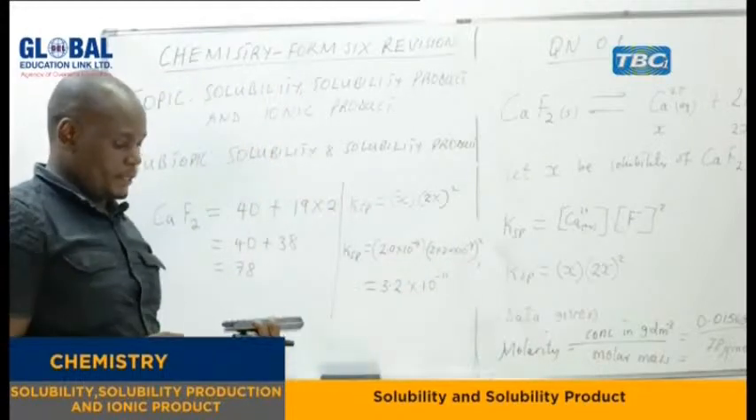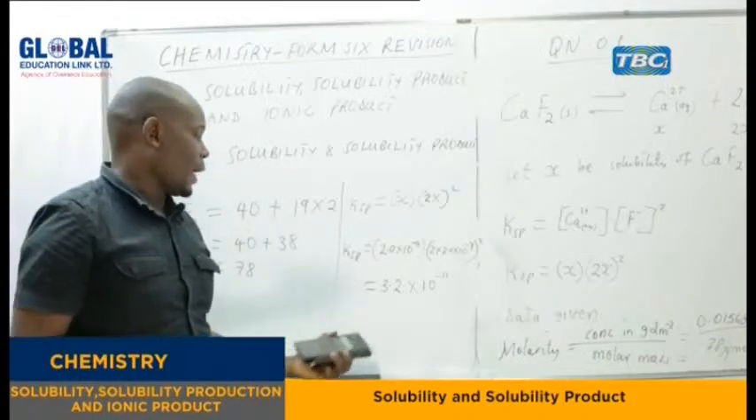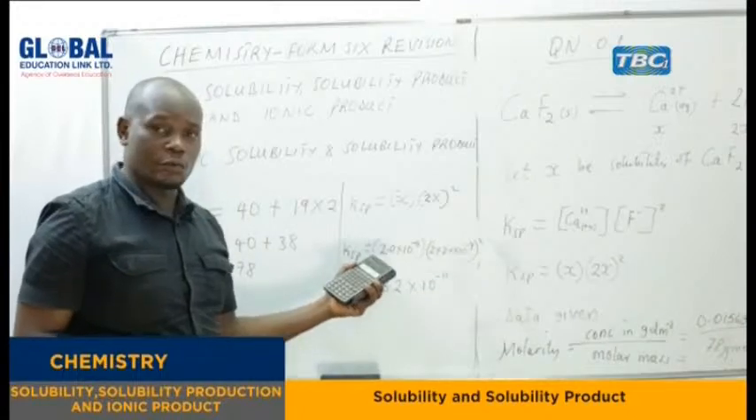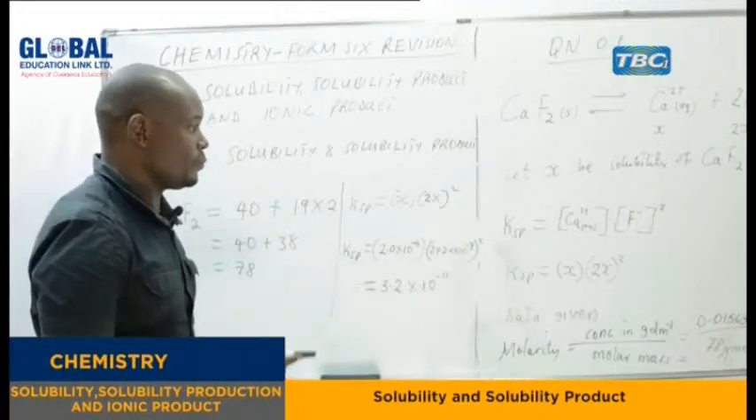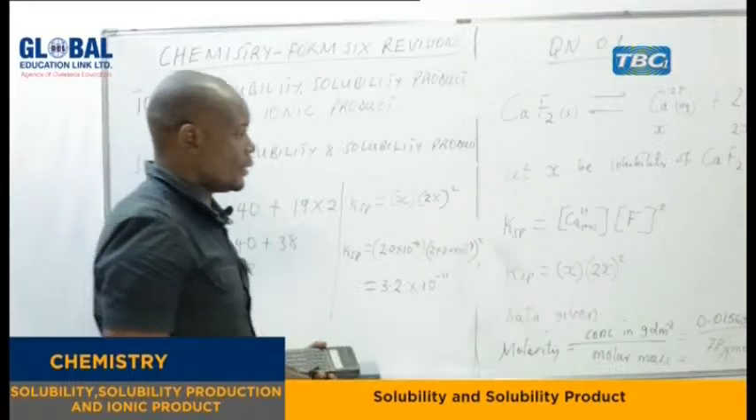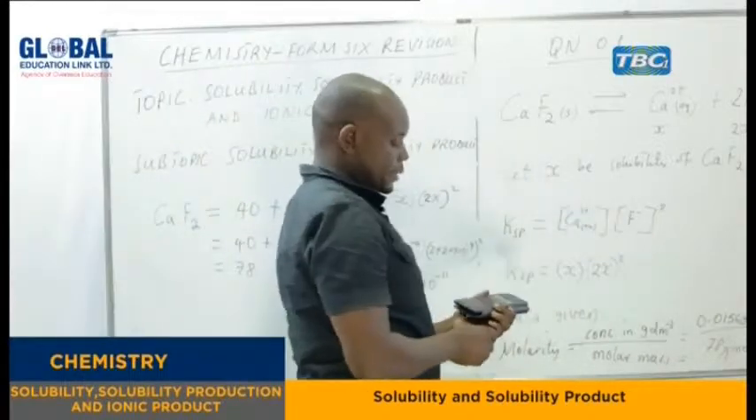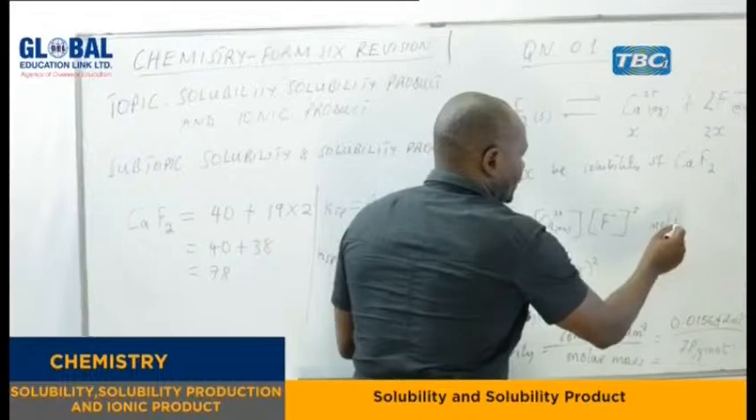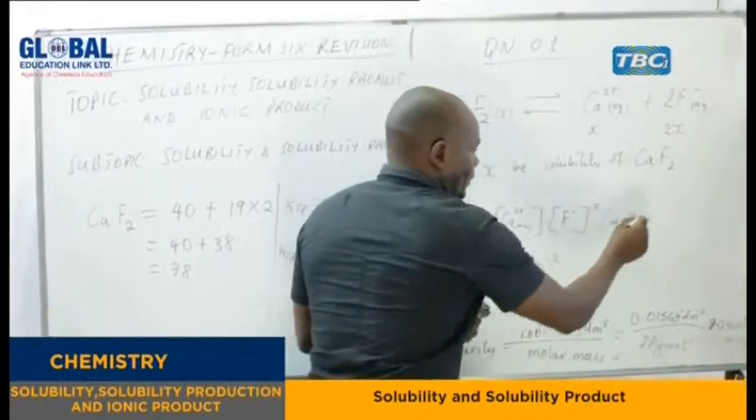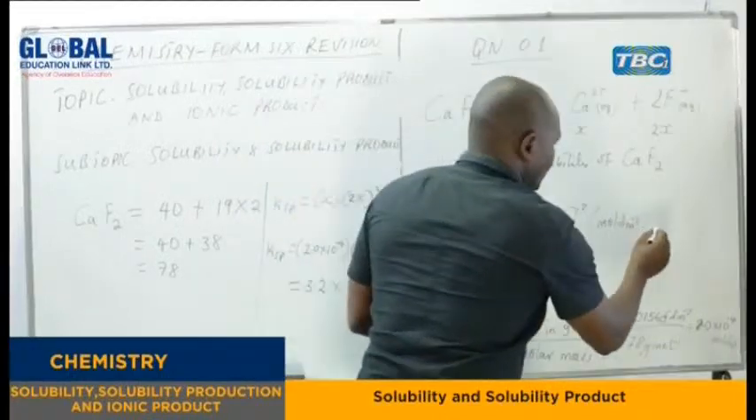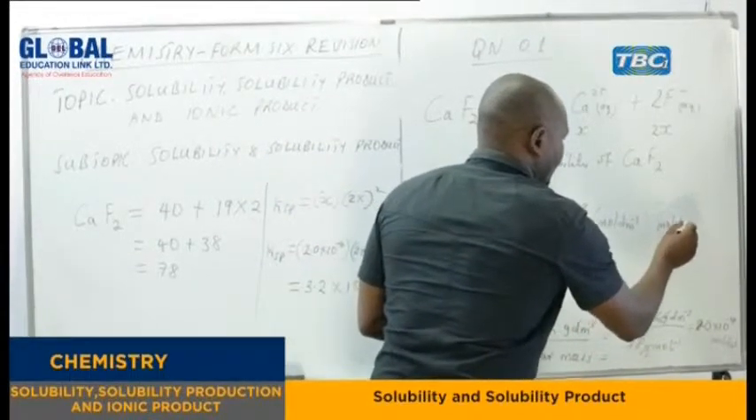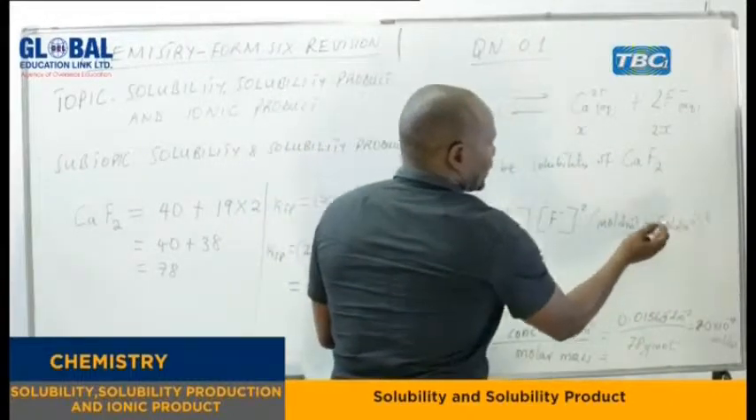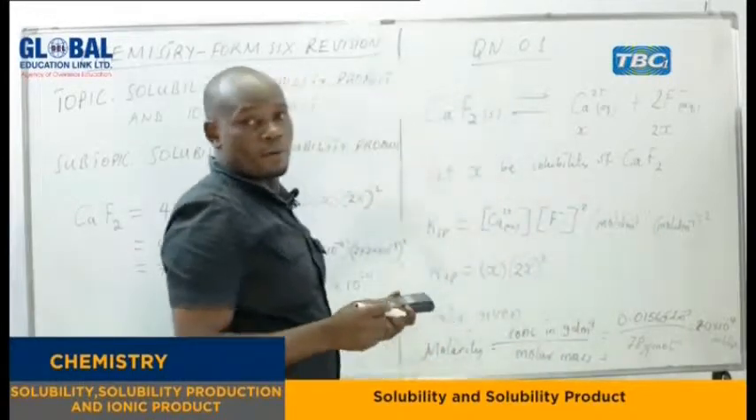Now the question here is, what will be the SI unit of our Ksp? The SI unit of our Ksp will be obtained from the Ksp expression. In the Ksp expression, our concentration for calcium is in moles per decimeter cubed, and the concentration of fluoride ions is also in moles per decimeter cubed, but this one is squared. So if this one is squared, then the calcium is raised to power 1.